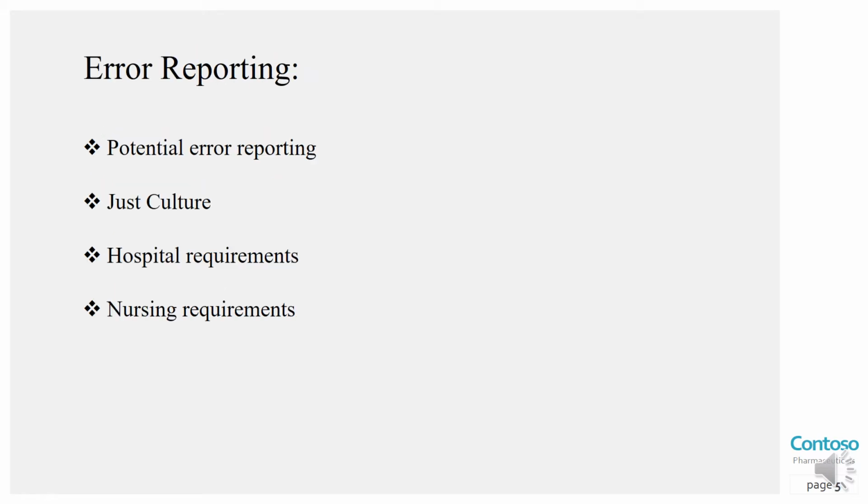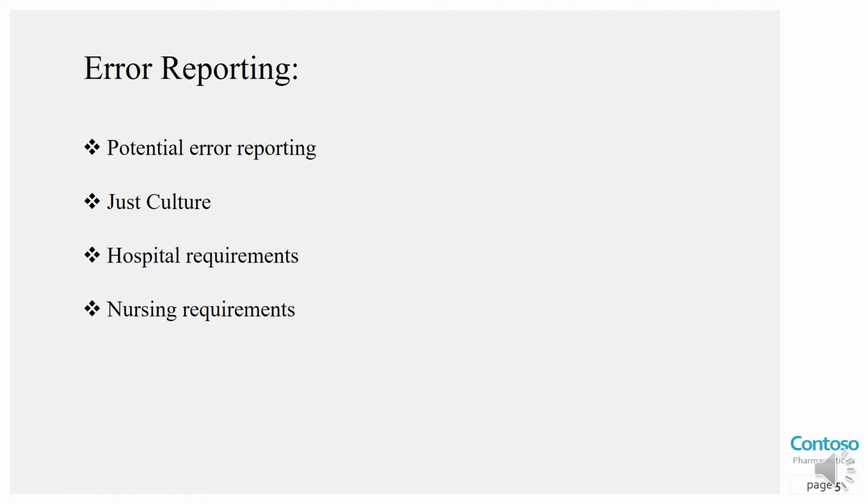Next, we'll discuss error reporting. A very important key to preventing errors is the reporting of errors itself, and then the reporting of potential errors as well. It's been shown that reporting and sharing of errors can prevent the same error from occurring again, and it is imperative that the reporting of errors not be punitive towards the reporter.